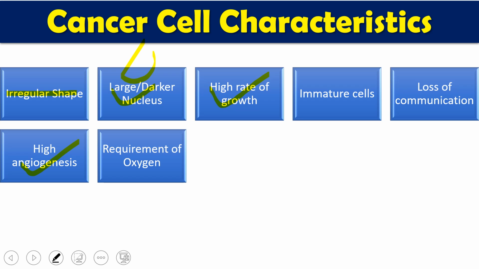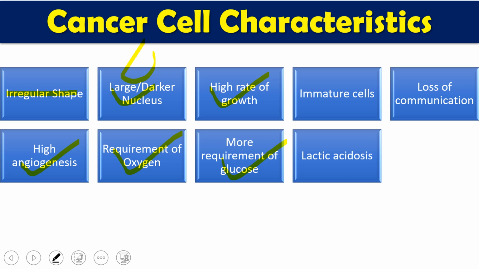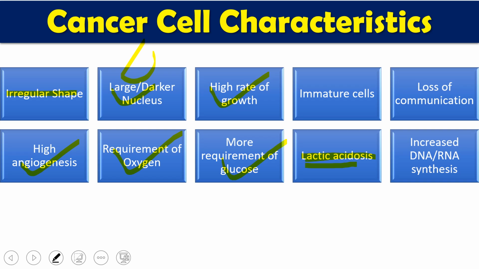Other than this, the requirement of oxygen is high, because oxygen provides energy, so cancer cells require more oxygen. Not only oxygen, because oxygen alone cannot give energy, they also require glucose. So there is more requirement of oxygen for energy production as well as more glucose. The main source of energy is glucose, which is metabolized more. If oxygen is not sufficient, more lactic acid forms, so it becomes acidic in nature, and more lactic acidosis occurs.